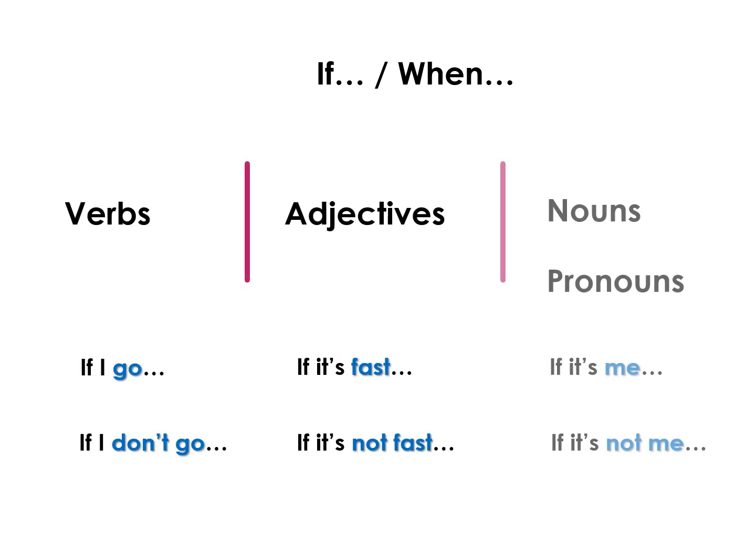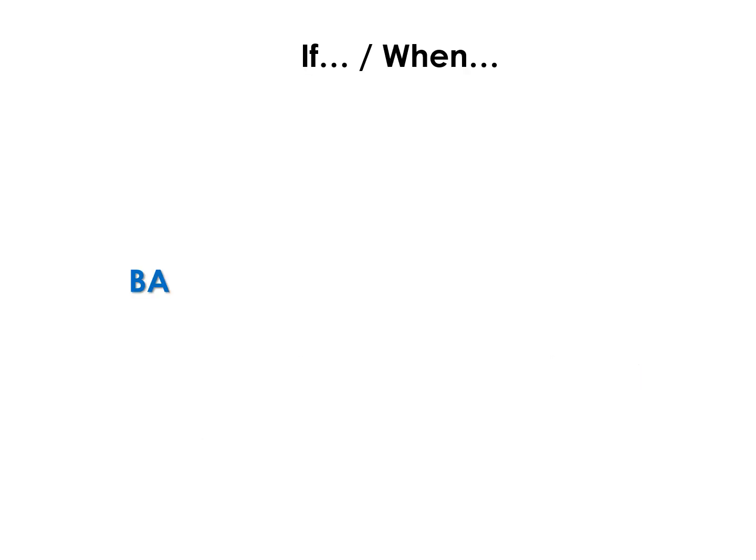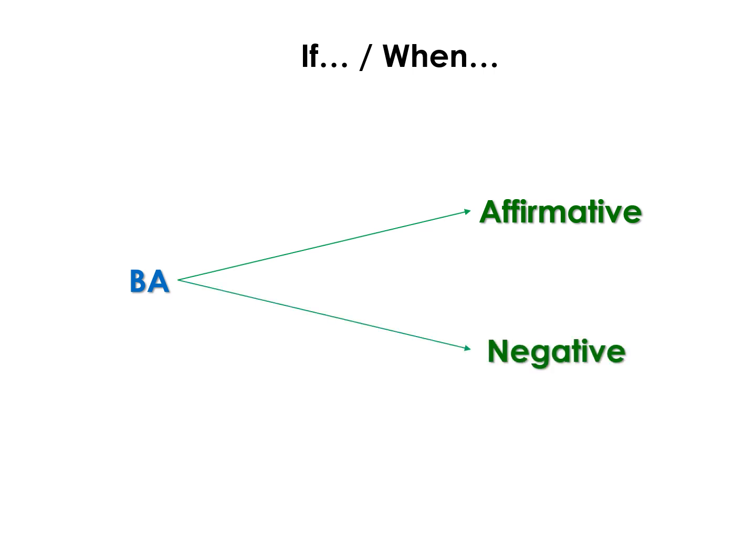Like to and tara, ba can be used with verbs, adjectives, nouns, and pronouns. And each ba conjugation has an affirmative and negative counterpart. Before we look at sample sentences, let's see how the ba conjugation is made.